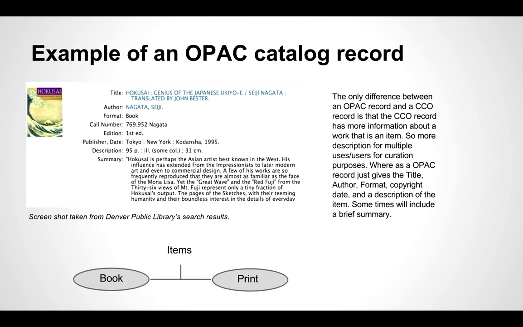So compared to an OPAC record, just trying to find a book will tell you what the title is, the author, where it's located, whether it was first edition or not, and sometimes will include a brief summary of what it is. Compared to a CCO work record, it's based off of the physical object.